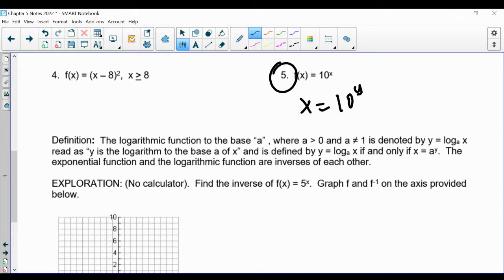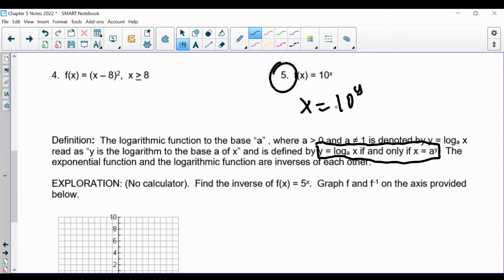It is a logarithmic function to the base a, where a is greater than 0 and not 1. It's denoted by log base a of x. There you go. This right here is the important thing. It's the conversion between the two. Y equals log base a of x if and only if x equals a to the y.